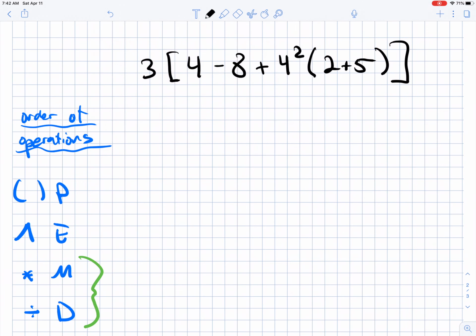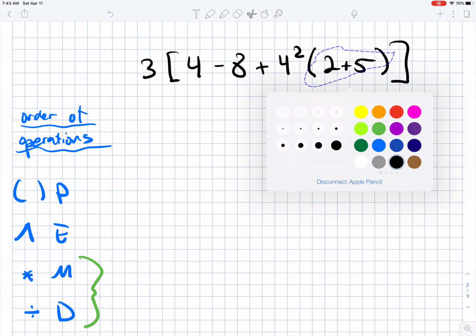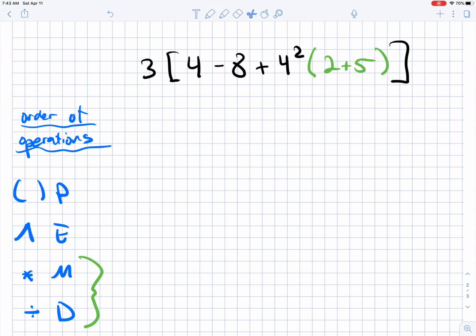Okay, so if we apply order of operations here, the first thing we want to target are parentheses, right? So the innermost parentheses we have is the most nested set of parentheses. It's the innermost, so this is what we would do first. So 2 plus 5 becomes 7. Let me highlight this. We would do this one first, like this. And that's going to become 7.